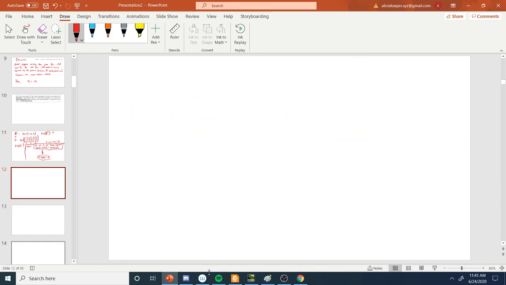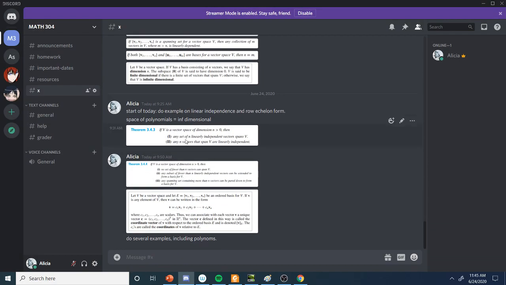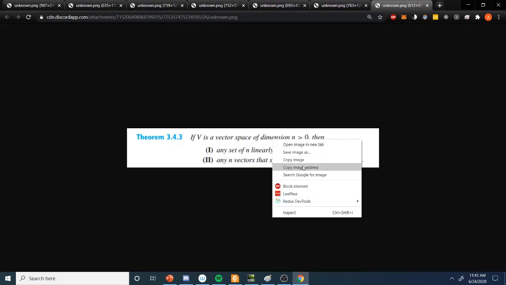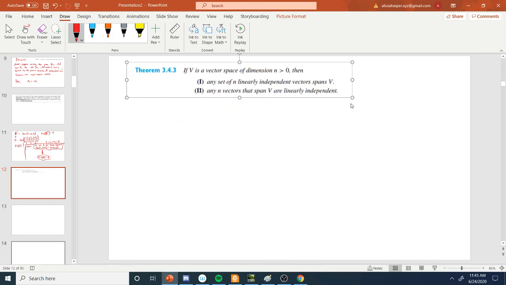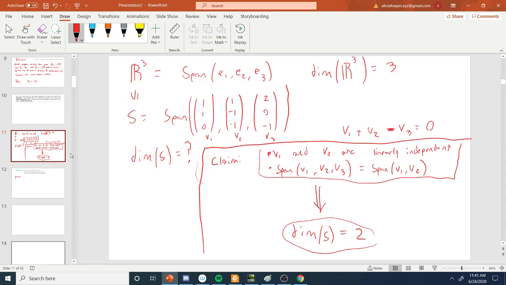So let's do a little bit more theory. I want to consider the following theorem. Suppose V is a vector space of dimension n, then any set of n linearly independent vectors spans V, and any n vectors that span V are linearly independent. So let's prove this. And this will give us as a special case this statement.